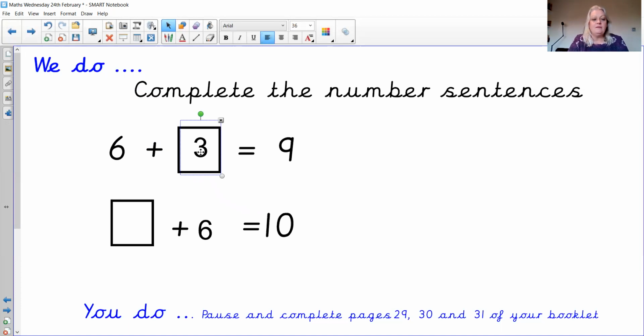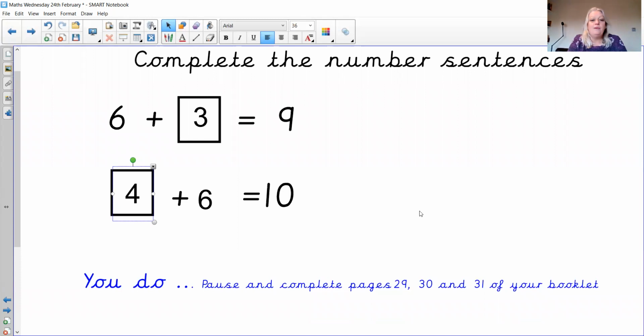Now on the second calculation, my part is missing at the beginning. So if I don't know what to count on from, what could I use? I know my whole number is, sorry, it's 10. And I know I've got one part, which is 6. So your number bonds, which hopefully you've been practicing, 6 add what make my number bond 10? 6 add what make 10? 6, 7, 9, 4. Well done. So put my 4 in here.